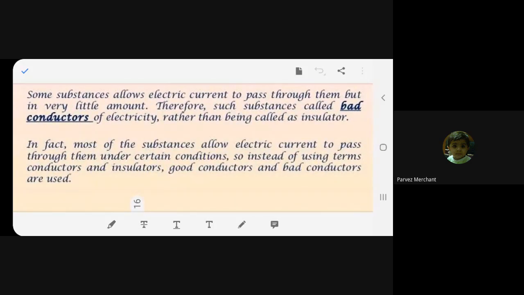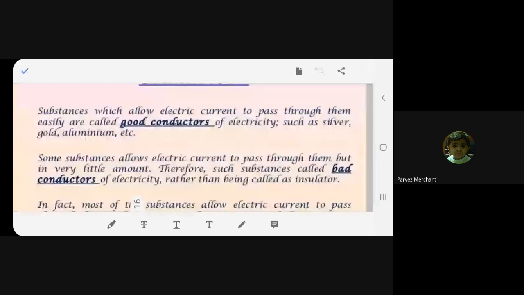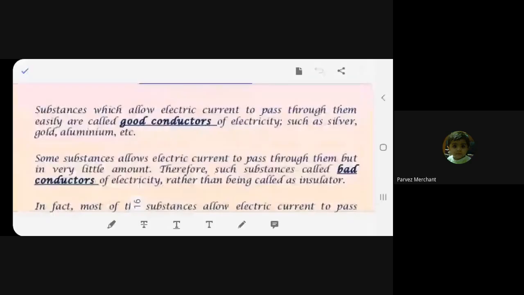In fact, most of the substances allow electric current to pass through them under certain conditions. So instead of using the terms conductors and insulators, good conductors and bad conductors are used. What are they saying? That let's not use the terminology as insulators. Instead, we will use good conductor and bad conductor.